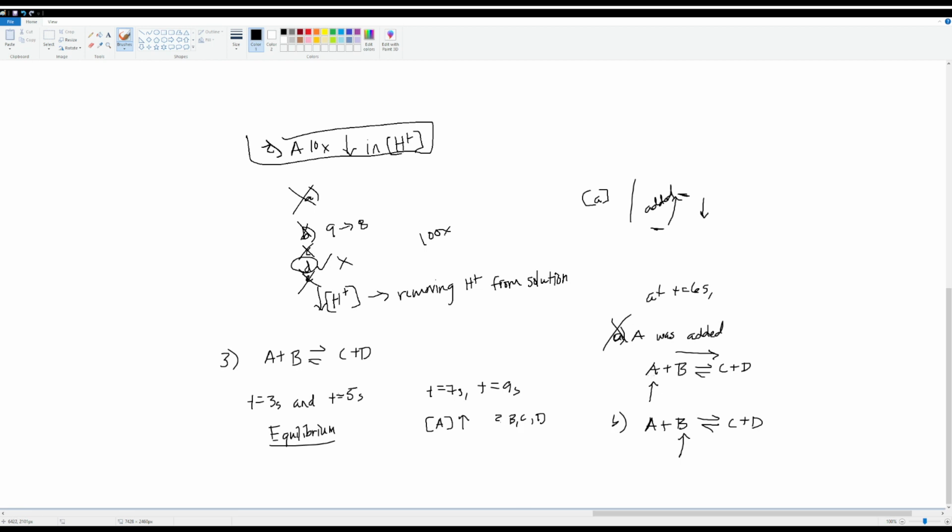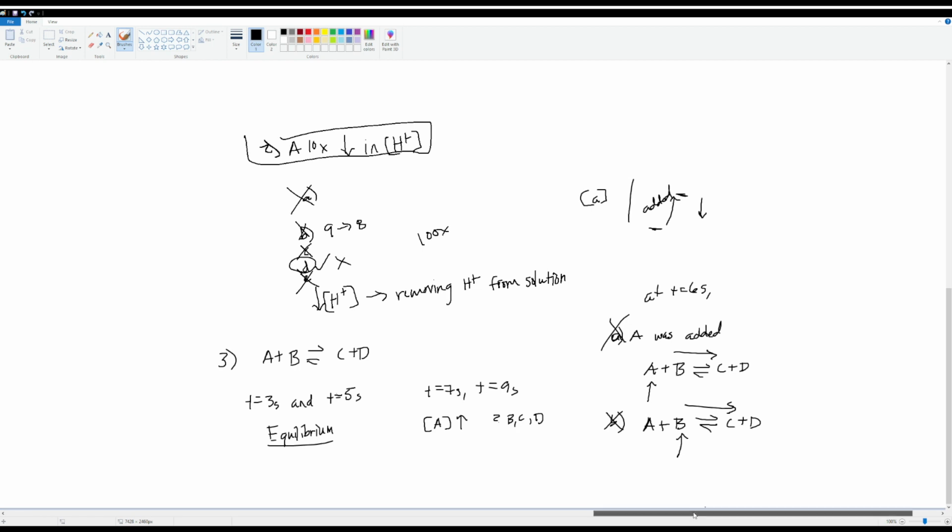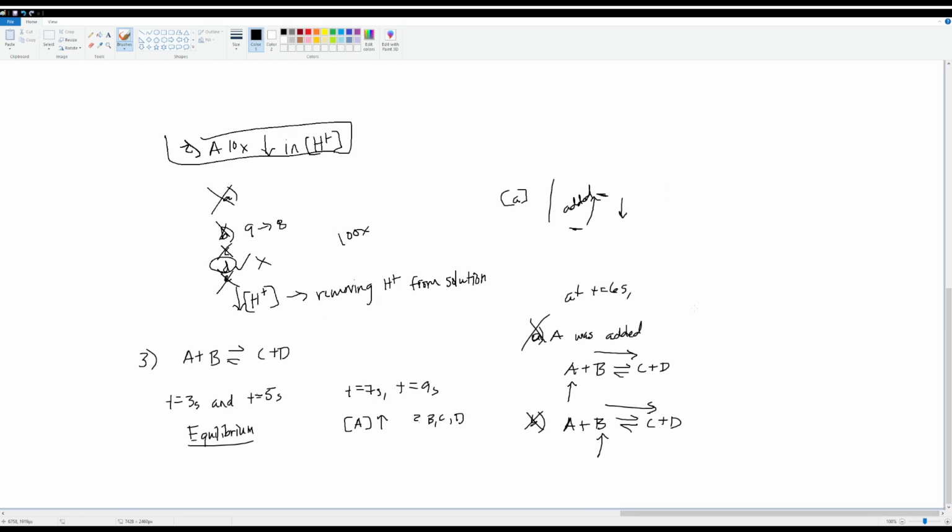No. Because just like when we increase the amount of A, we're increasing the amount of product we have. So it'd be the amount of reactant we have. So it'd be increasing the amount of products for our forward reaction. So B doesn't work. Okay. How about C? More of C was added.